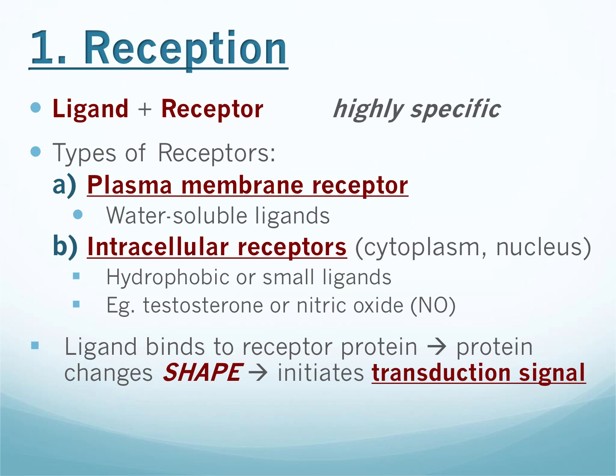We're going to say that the ligand and receptor are highly specific. So that's what we were talking about before, where if the cell does not have the right receptor for the right ligand, it won't read the ligand, essentially. The ligand will just pass right by and it won't have any interaction with that cell. So the ligand's going to bind to the receptor protein. The protein's going to change shape, and that's going to initiate the signal transduction. That's how that process is started.